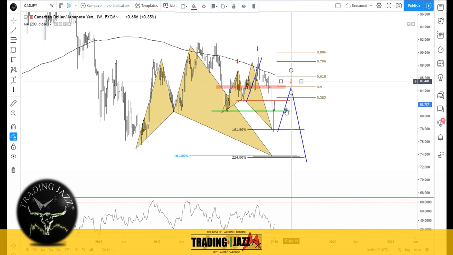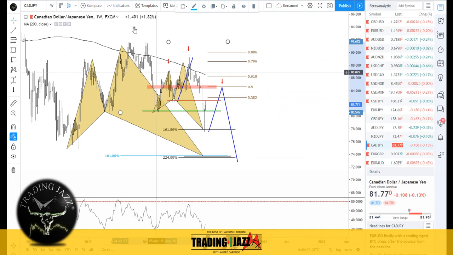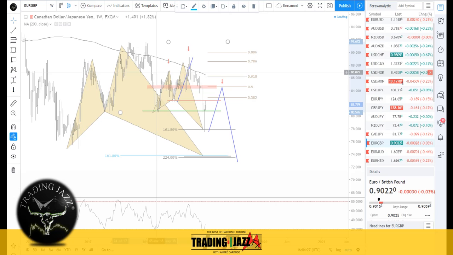Right shoulder, broken neck, new lows, shark at 224 extension. Shark at 161 extension from this swing actually. Okay, let's wait and see. It is a weekly time frame. Euro versus cable.